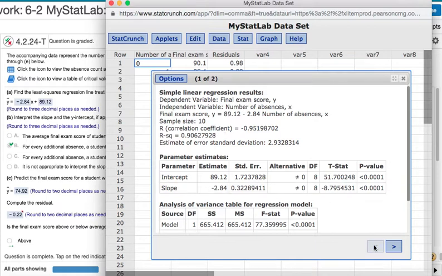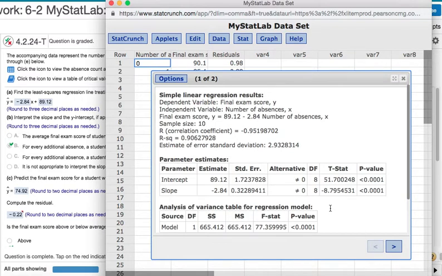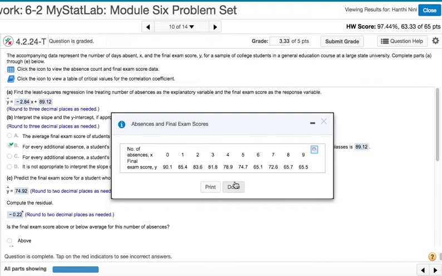So this looks good. And what I want to point out here is that we have a graph that we can review, and you'll see the trend is going down. As we increase the number of absences, the final exam score decreases. And we know that on average it goes down by 2.84 points for every day that a student is absent. So if they're absent 2 times, it would go down 2 times negative 2.84 points. So let's go ahead and take a look at these other questions.